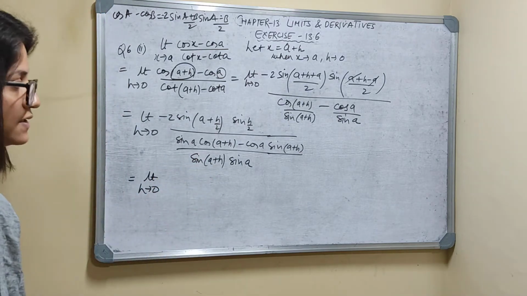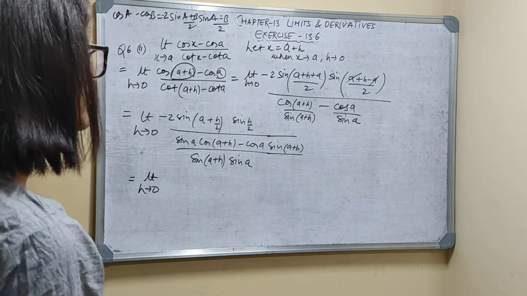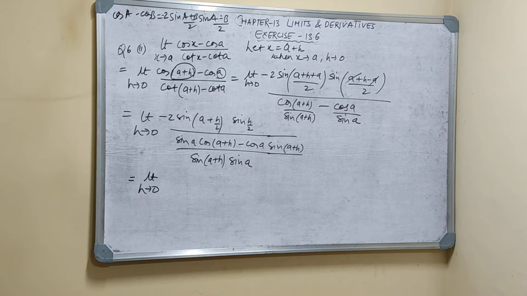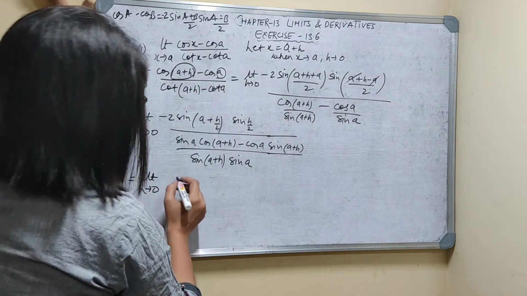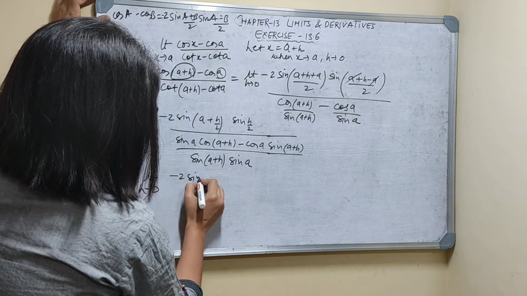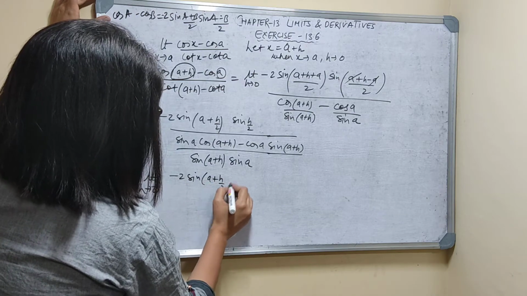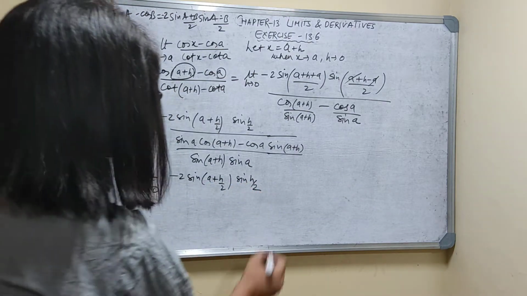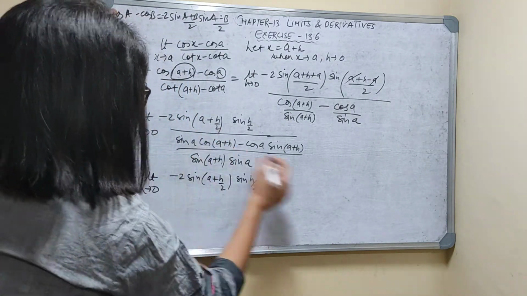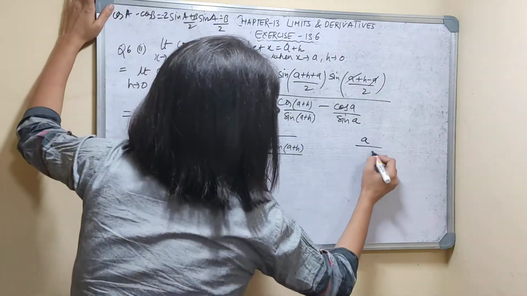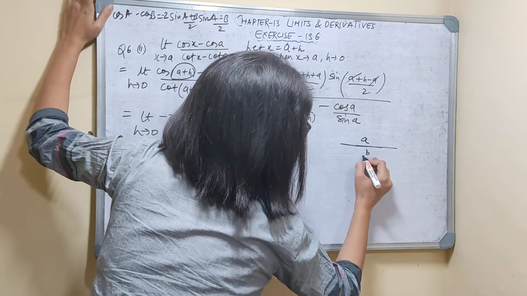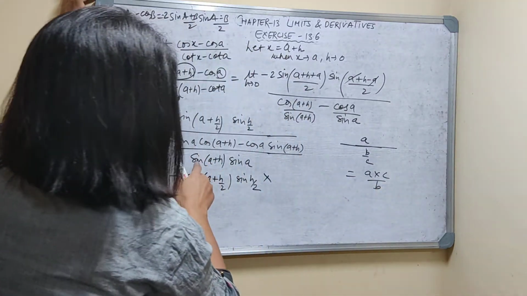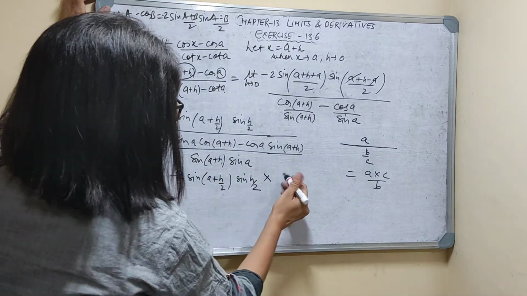Sin a cos b minus cos a sin b. Sin a cos b minus cos a sin b. What is the formula? Sin of a minus b. Here I will write minus 2 sin of a plus h by 2, sin h by 2, into this. It is like a upon b upon c. What will we write? A into c upon b. So this sin of a plus h into sin a I am writing here.